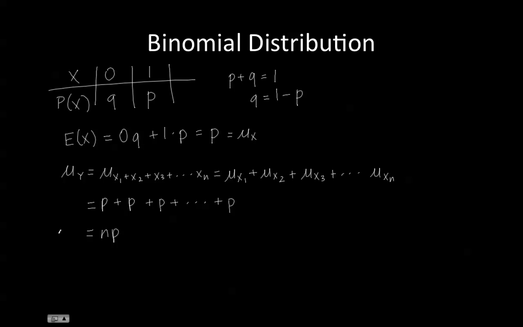So now we know that our expected value for a binomial distribution is just the number of trials multiplied by the probability of success.